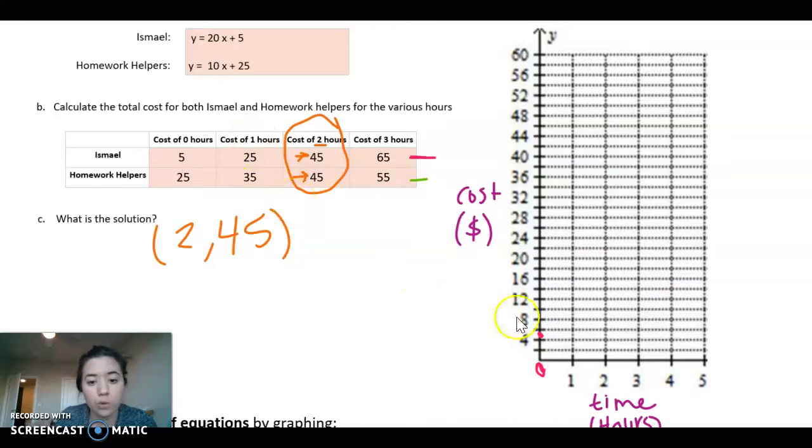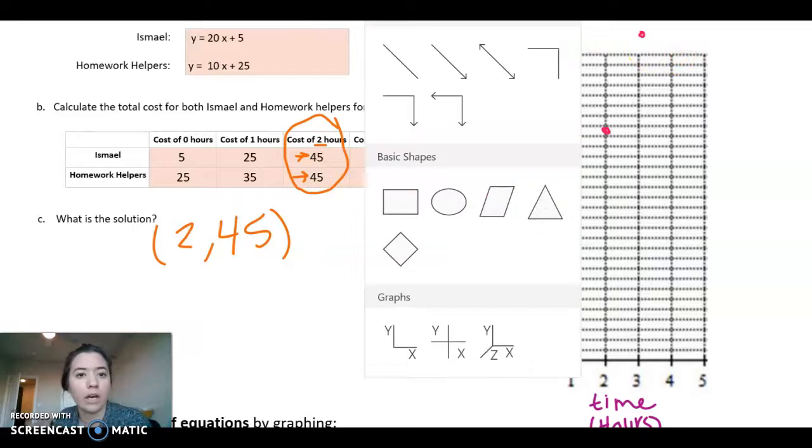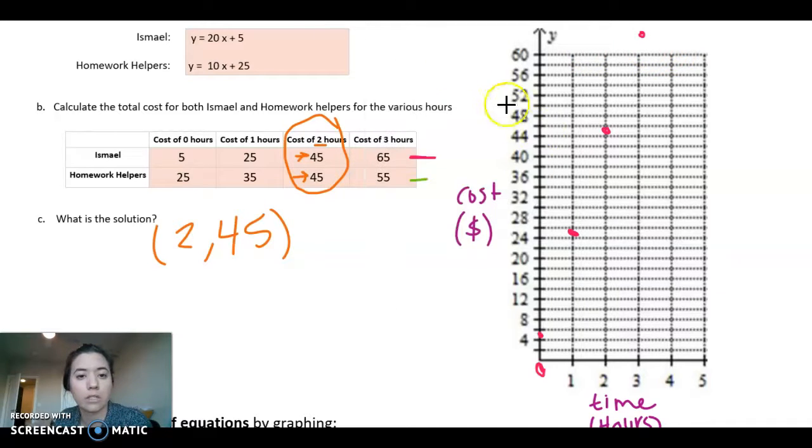Then we have 1 and 25, again between 24 and 26. Then 2, 45, right here. And then 3 and 65. That's going to be slightly off my screen, so I'm just going to estimate it to be right there. And now I'm going to go ahead and make that into a line.